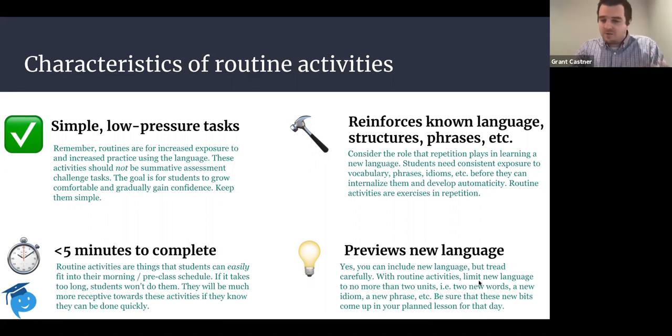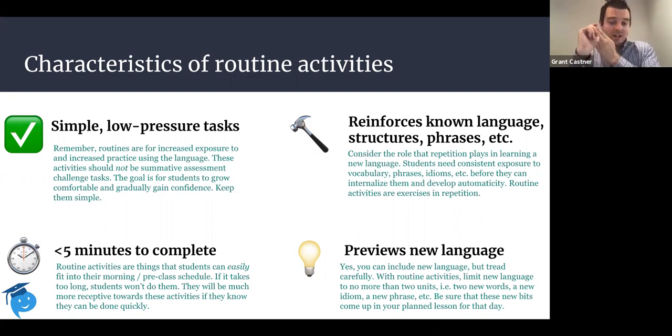Yes, you can include new language already from here, but tread carefully with routine activities. Limit new language to no more than two units, like two new words or an idiom or a phrase. And then the important thing is that I have my students do these the day of, in the morning before school, or even if it takes them 2 or 3 minutes in between class. So it previews something that they can see that will come up in class later, and they've already seen it. So some characteristics: simple, low pressure tasks. They take less than 5 minutes. They reinforce known language structures, and they just might preview new language.